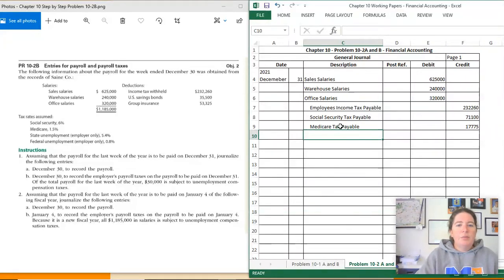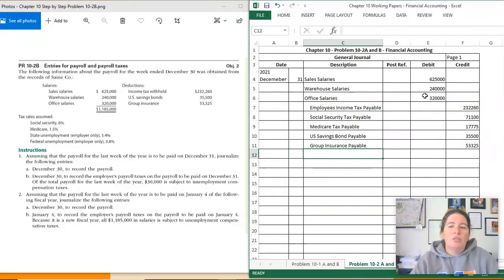The next thing I have is my U.S. savings bond. My textbook tells me that's $35,500. And then my group insurance, my textbook tells me that one is 53,325. One thing that I didn't do is I need the word payable after all of these, because that's the actual account title, number one. And number two, I need to know that I still owe those amounts. Now, we can pretty quickly see that my debits don't equal my credits.